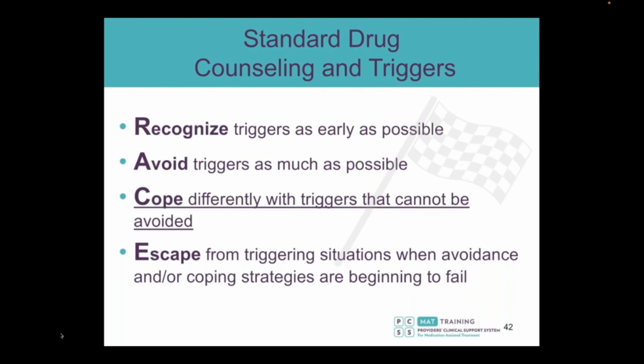If you cannot avoid a trigger, let's imagine that you used to use illicit opioids with a coworker and you shouldn't have to quit your job, and you're going to see this person, you may need to cope differently with that person. That's an example of a trigger that cannot be avoided. That said, you might choose to avoid that person to some degree at work, however much possible. But you may advise them to cope differently with this person by communicating with them differently and informing them that they are now in treatment for opioid use disorder and that they would greatly appreciate their coworker not offering illicit opioids to them or any opioids.